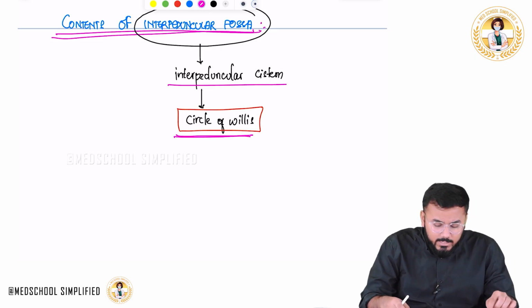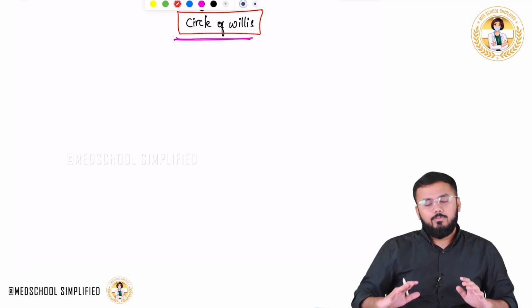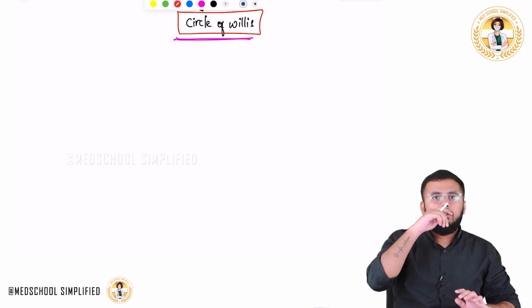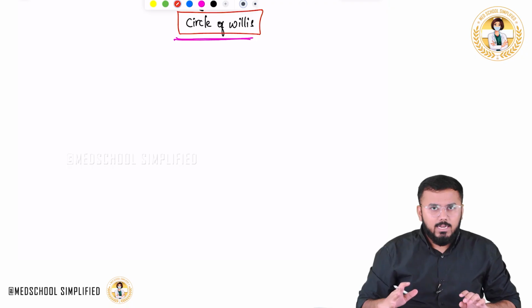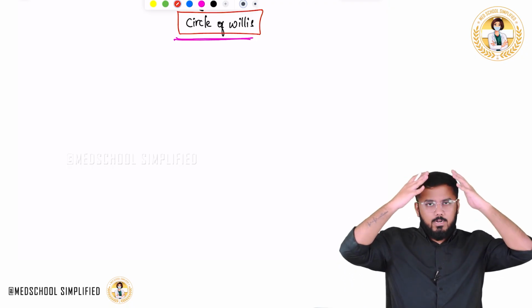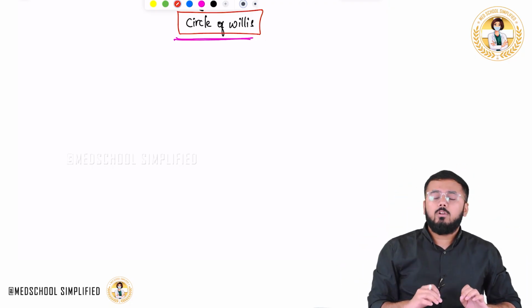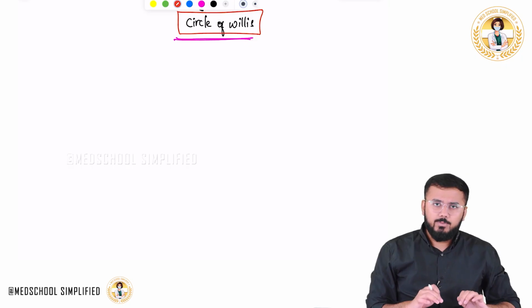So what is this circle of Willis? The circle of Willis is a group of blood vessels that join together to form a circle, right? This is called the Willis circle, and it mainly supplies your brain from the frontal region all the way till the occipital region. Everywhere it supplies your brain. And where is it present? It is present in the subarachnoid space.